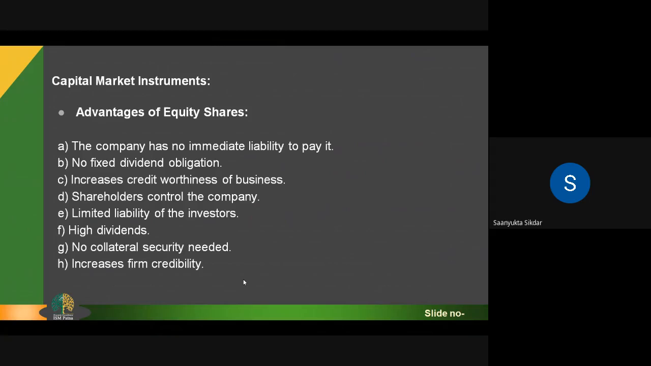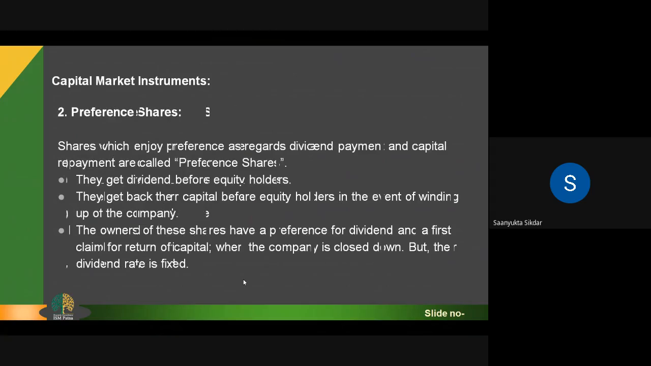Shareholders control the company. Limited liability of the investors is there. High dividends are also expected through high growth and development of the company. No collateral security is needed for issuing the shares. So it increases firm credibility as well.